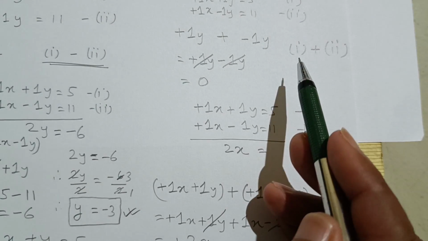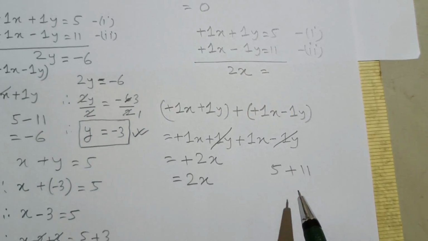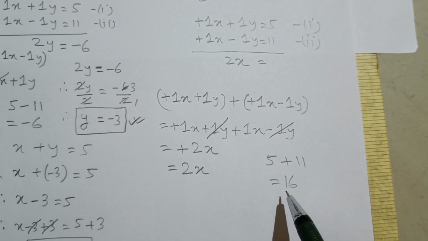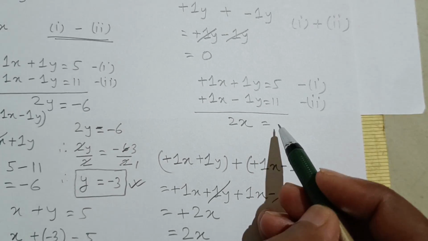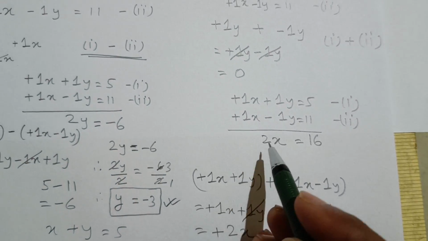Equation 1 plus equation 2. So 5 plus 11 is 16. So equation 1 plus equation 2 on the right hand side gives me 16. So 2x equals 16. This is what I get.